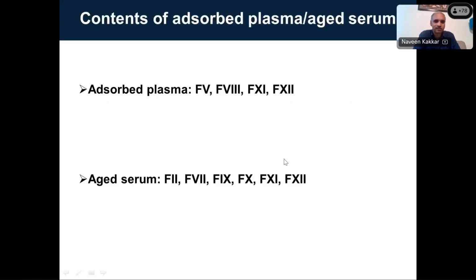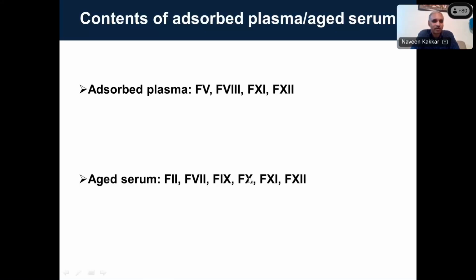Now, instead of mixing with control plasma, we mix with adsorbed plasma first. We have to do both; you can't get away with one. Then you mix the patient plasma with aged serum. If the patient is deficient in factor 8, what will happen if you correct with adsorbed plasma? Will the aPTT come back to normal or not? It will come back to normal, because this can supply the factor 8. We are looking at hemophilia, so we're looking at either 8 or 9. If it does not correct with adsorbed plasma but corrects with aged serum, then factor 9 would be deficient. If your patient has 11 or 12 deficiency, it will correct with both, obviously.